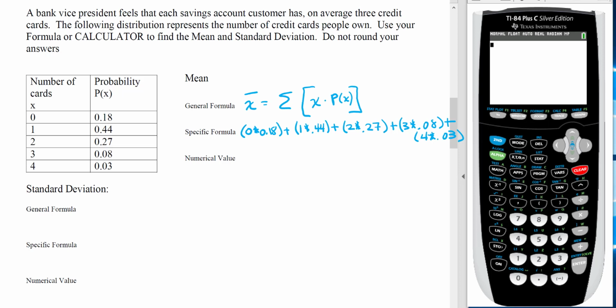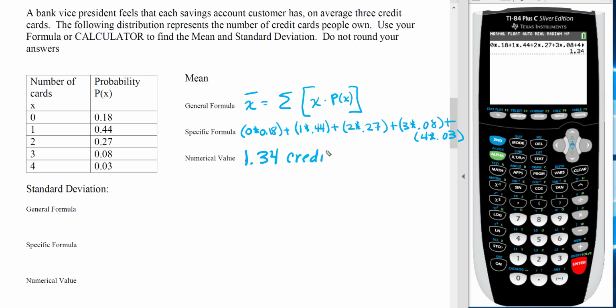So switching to our calculator, I'm going to take 0 times 0.18 plus 1 times 0.44 plus 2 times 0.27 plus 3 times 0.08 plus 4 times 0.03. I'm going to hit enter and I get the answer of 1.34. So this means that we're going to have on average 1.34 credit cards. So the bank was not correct in thinking that there's on average 3 credit cards per person. So on average, the mean is 1.34 credit cards.